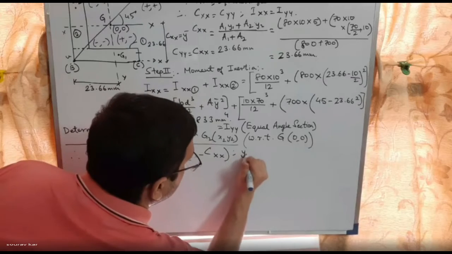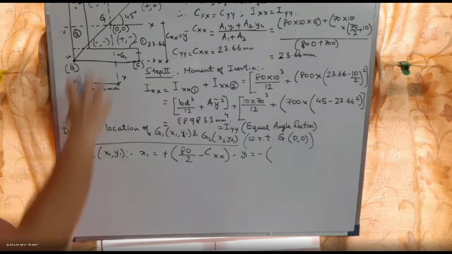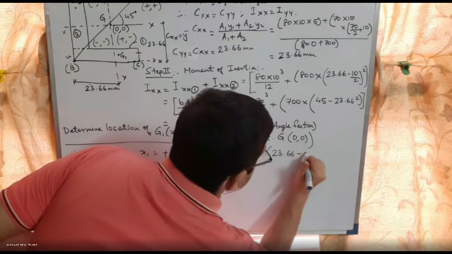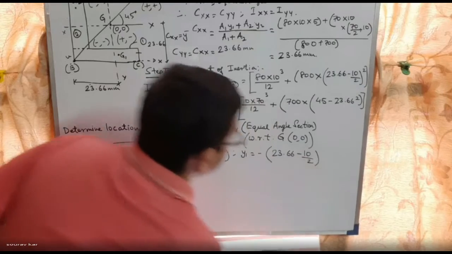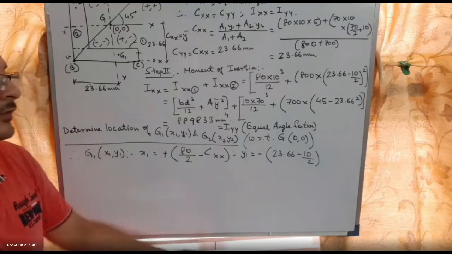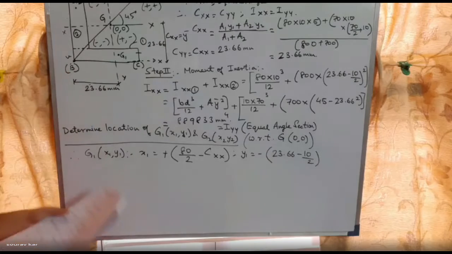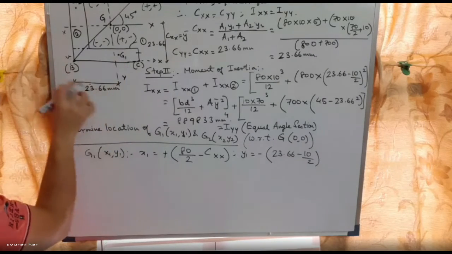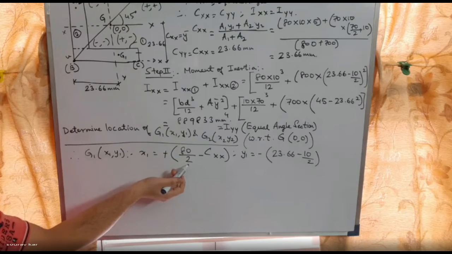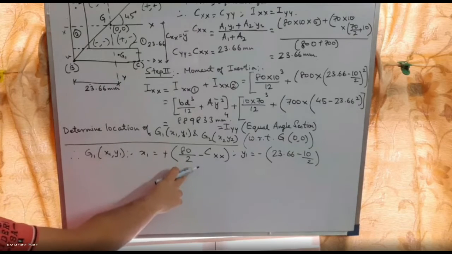Similarly, if you talk about y1, so y1 will be what? y1 will be 23.66 minus 10 by 2. See how we are finding out. I told you we are finding out with respect to origin G. So x-axis, so G1 x-axis what will be? This base is how much? 80 mm. So 80 by 2 should be 40. Obviously, if this was not there, it should have been 40.